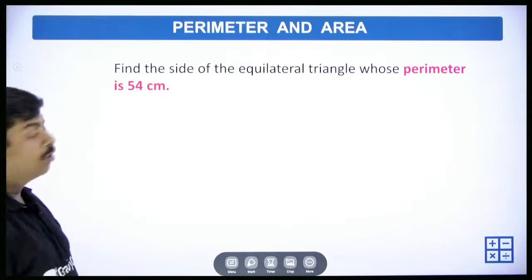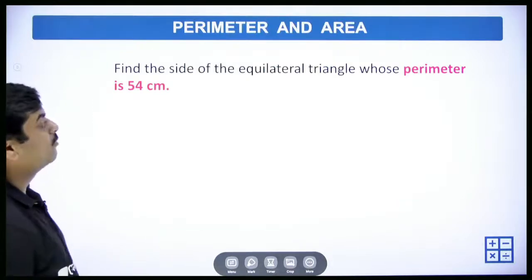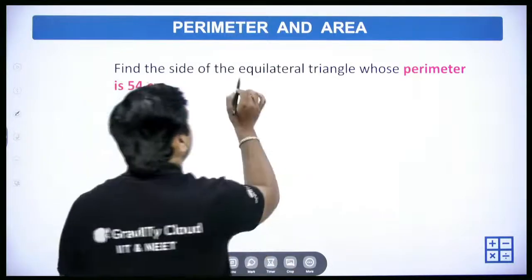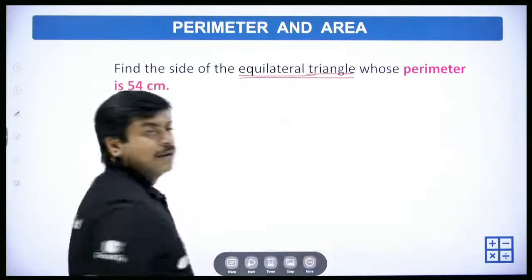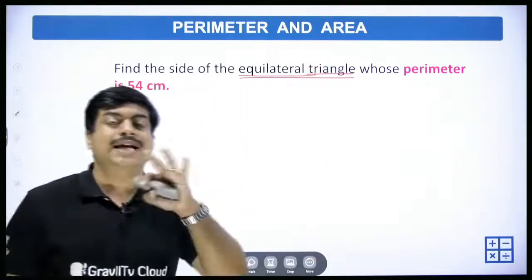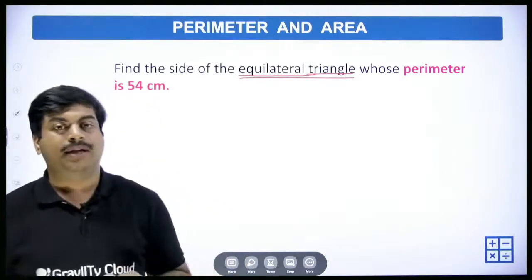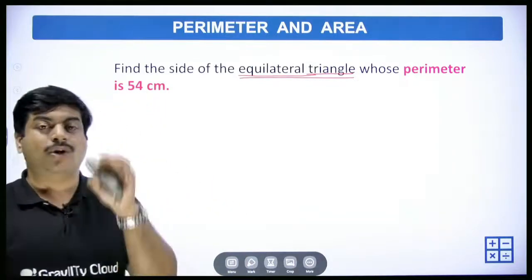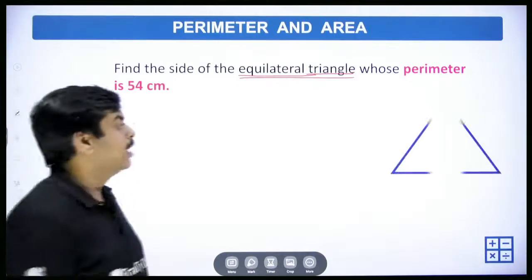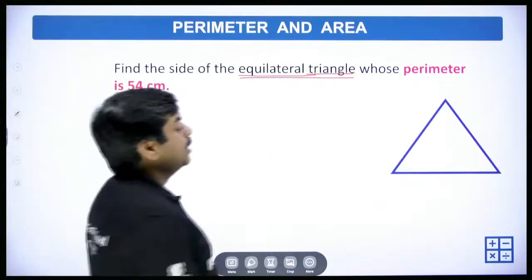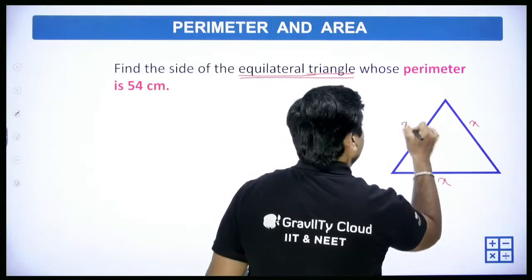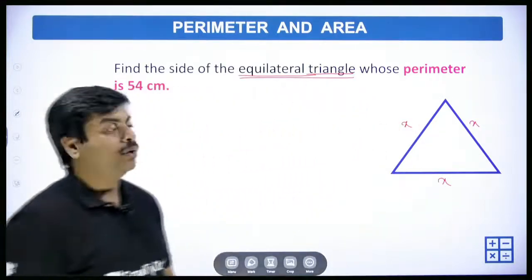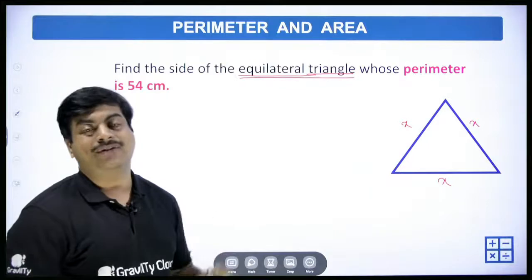Let's try to understand one more. Find the side of the equilateral triangle whose perimeter is 54 centimeters. What do you mean by equilateral? Equilateral states that all the sides of the triangle are equal. For example, if you take the base as x centimeters, the other 2 sides will also be x centimeters. Only then can we say it is an equilateral triangle.